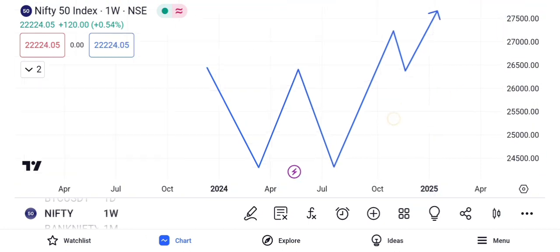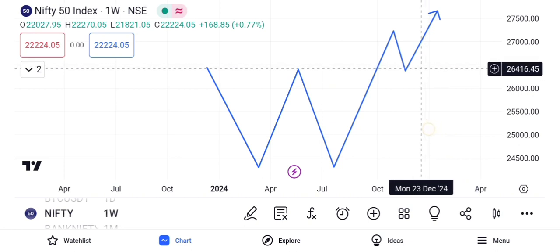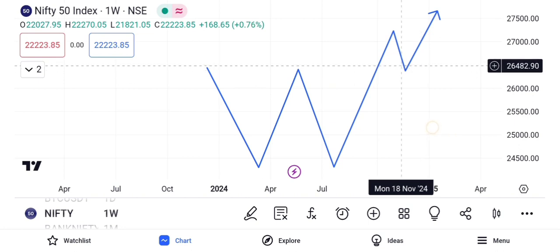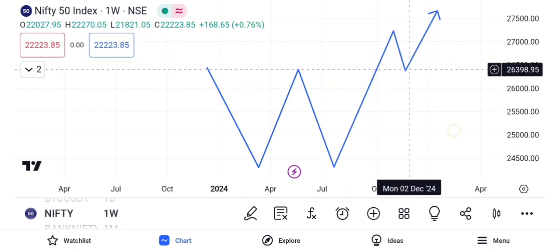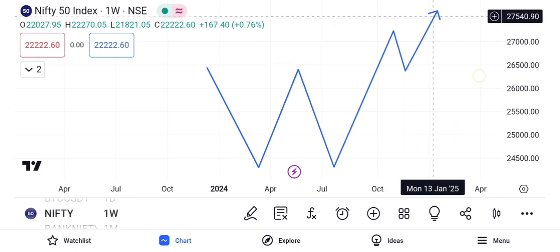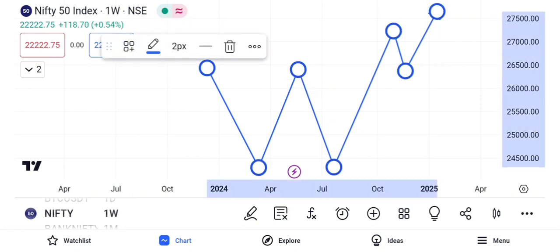Okay, so this is the meaning of this W pattern. This is also called double bottom pattern. Okay, this is the resistance level. The market breaks this level, and after a retest on this level you ride this particular swing. Okay, so this is the meaning of this particular W pattern.